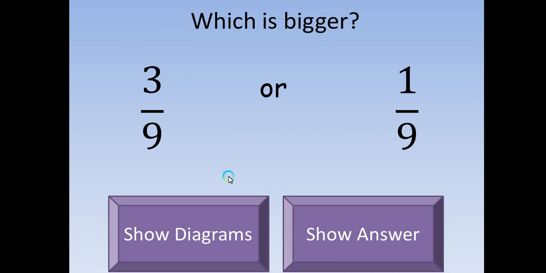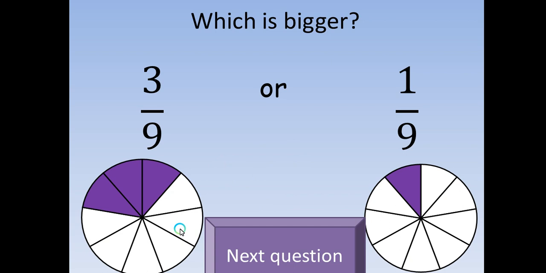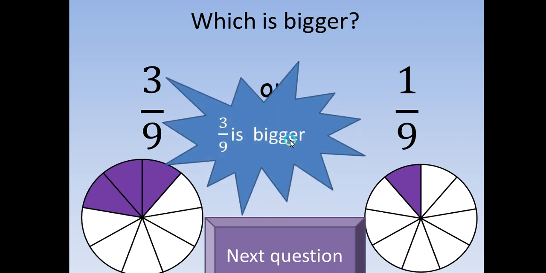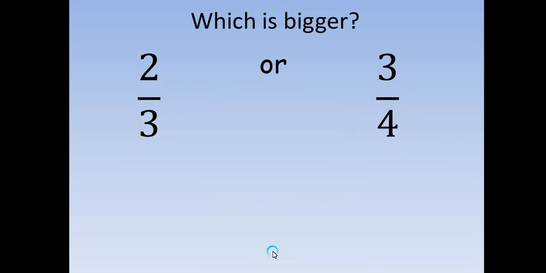So which one is bigger out of the two? Let's show the diagram. Which one is bigger? Is it 3 over 9 or 1 over 9? You guessed right. 3 over 9 is bigger. Let's go to the next question.